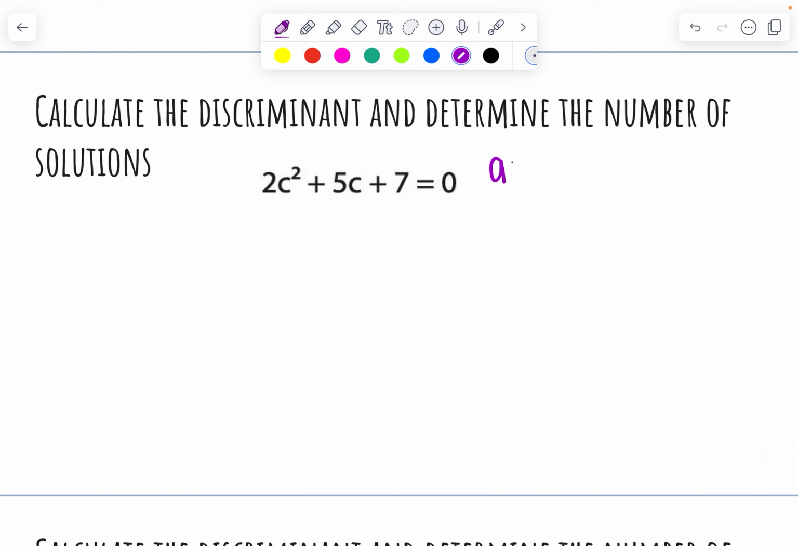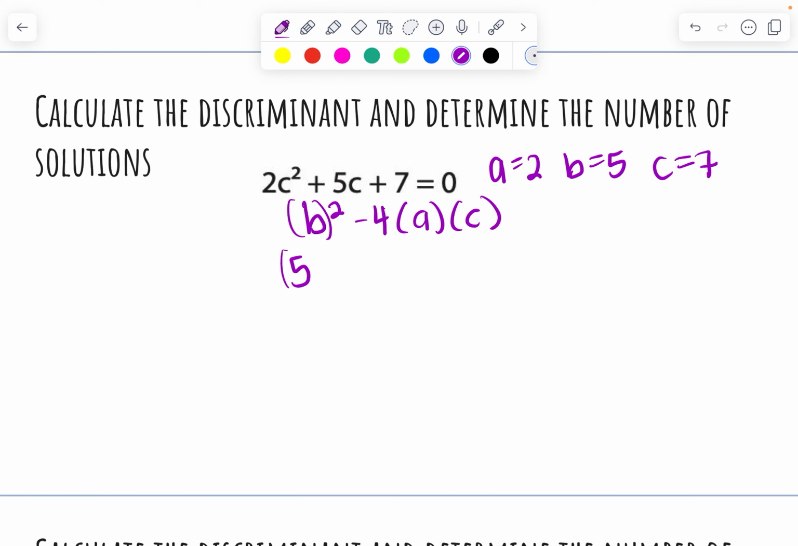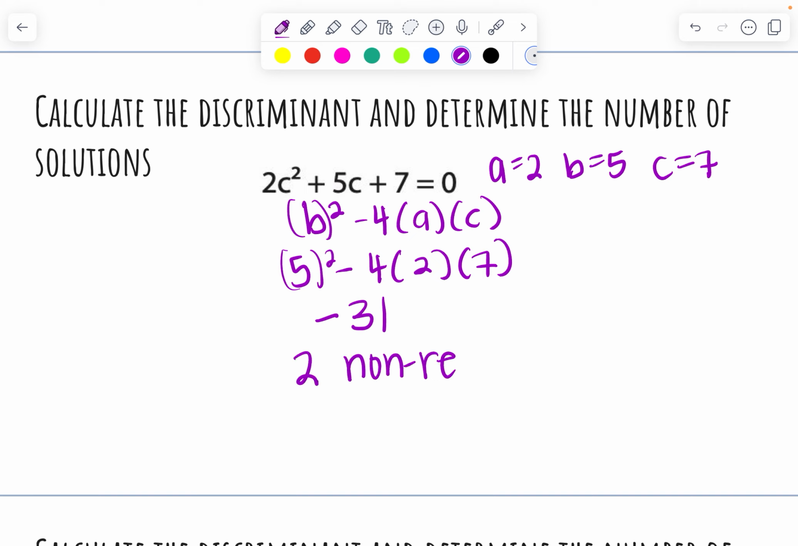Let's look at this one. A is 2, B is 5, C is 7. So if I look at b squared, take away 4 times a times c, it would be 5 squared, take away 4 times 2 times 7, and that would give us negative 31. We said if b squared minus 4ac was negative, that means there are two non-real roots or solutions. So that one wouldn't touch the x-axis at all.